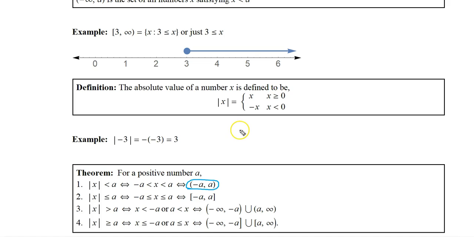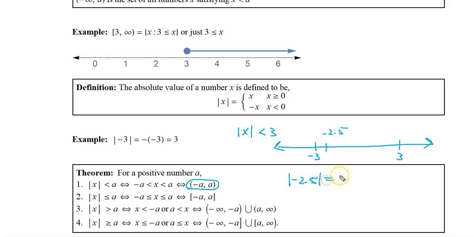For example, if we state what are all the numbers x whose absolute value is less than 3. Well, if we think of the number line here, if this is -3 and this is +3, well, if I pick a number like -2.5, is the absolute value of -2.5 less than 3? Well, yes it is, because the absolute value of -2.5, of course, is equal to +2.5, and that is less than 3.